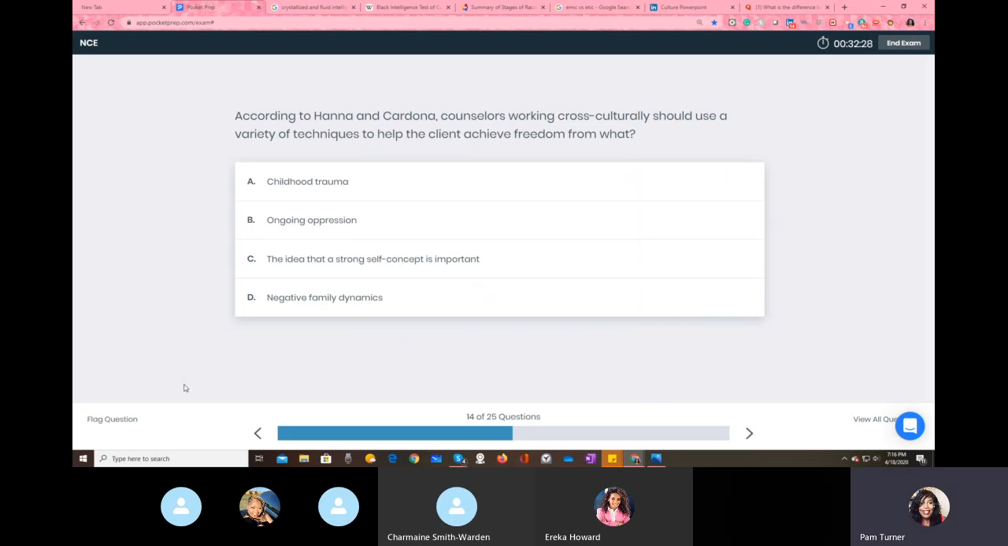Okay. And again, this is one of the ones where, even if you don't know the people, Hannah and Cardana, that's something you could probably figure out, even if you didn't know who they were. According to Hannah and Cardana, counselors working cross-culturally should use a variety of techniques to help the client achieve freedom from what? So take out those names. If I'm working with someone of a different culture, what should I help the clients achieve? I'm sorry, achieve freedom from what?